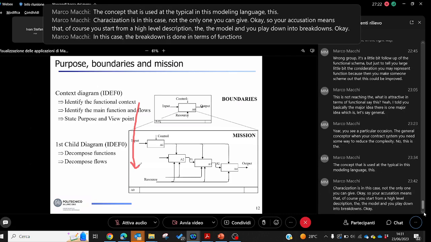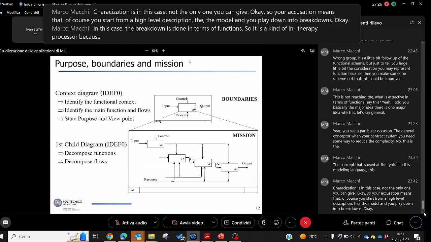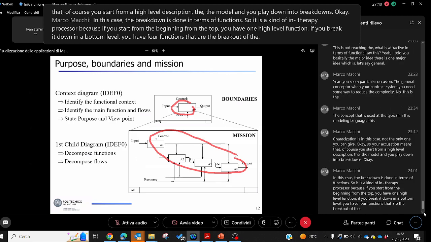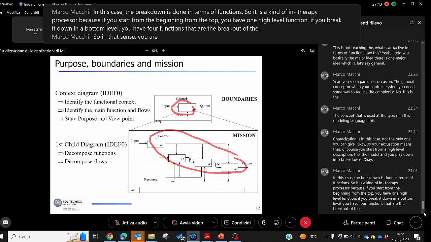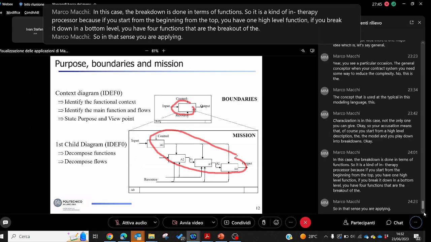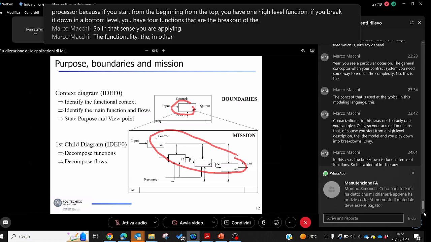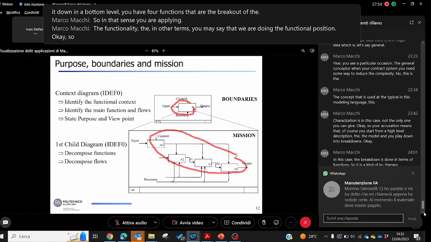So it is a kind of iterative process because if you start from the beginning, from the top, you have one high-level function. If you break it down in a bottom level, you have 4 functions that are the breakout of the high level. So in that sense, you are applying a hierarchization, a functional hierarchy. In other terms, you may say that you are doing a functional decomposition. Okay, so you decompose the high-level function into subfunctions.